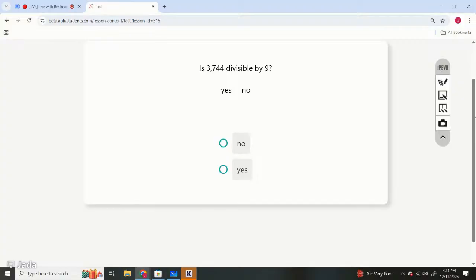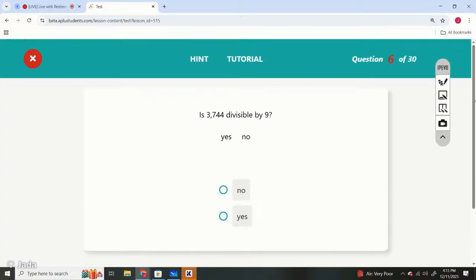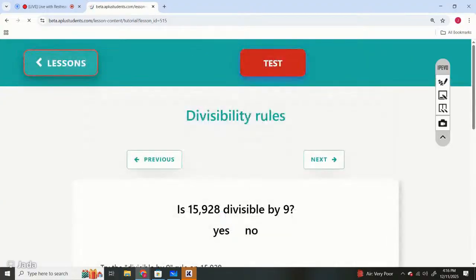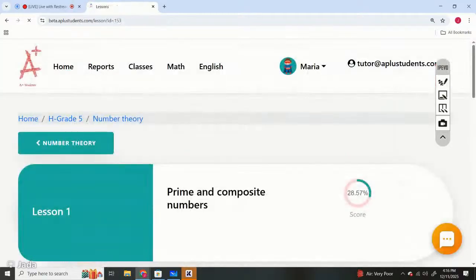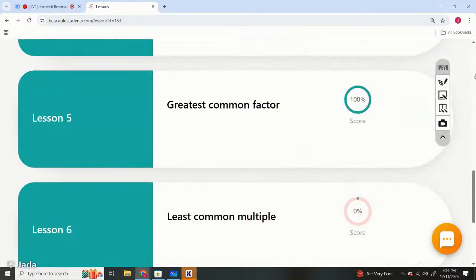Okay, you can complete the lesson by yourself later today. Let me just move on to the next lesson. The next lesson is greatest common factor.